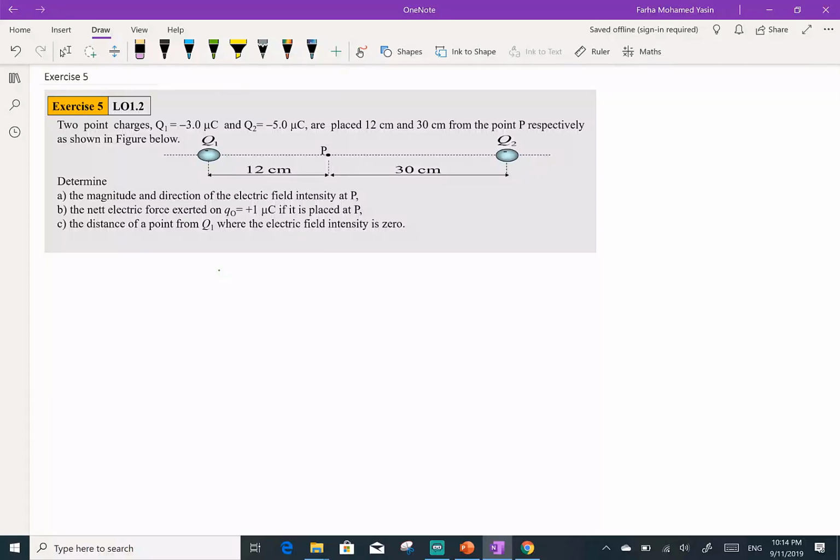Okay, student, now let's start with exercise 5. So exercise 5 is for learning outcome 1.2. The question is, two point charges Q1 equals negative 3 microcoulomb and Q2 equals negative 5 microcoulomb are placed 12 cm and 30 cm from the point P. So now we need to determine the magnitude and direction of the electric field intensity at point P.